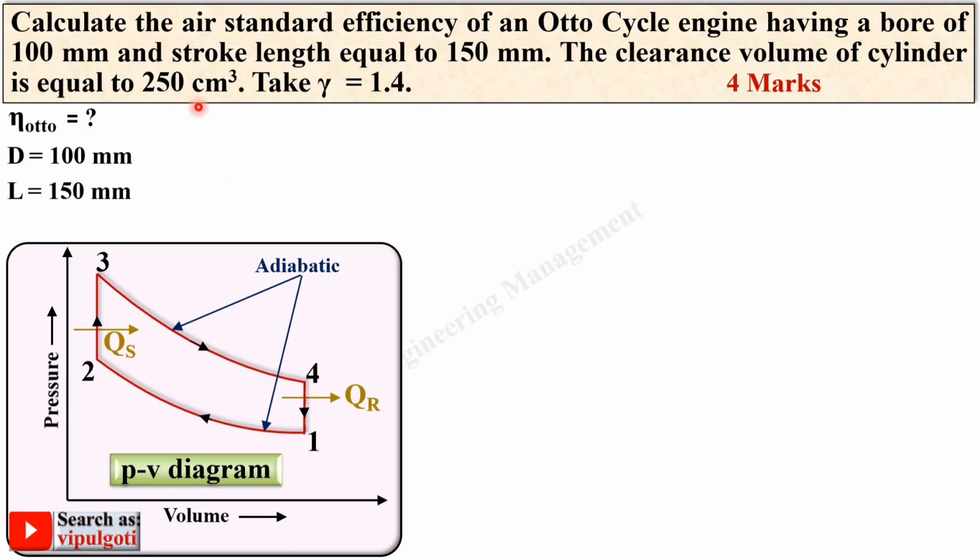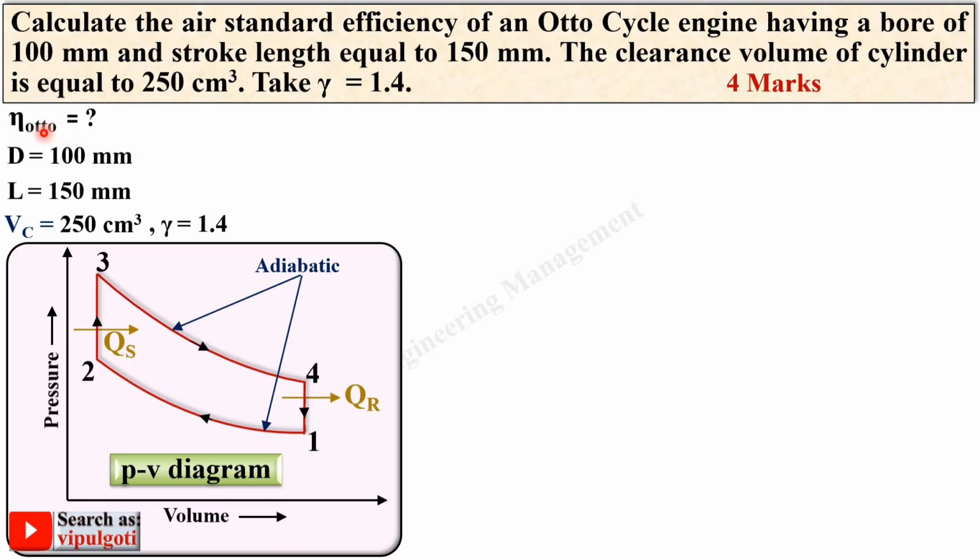The clearance volume of the cylinder is equal to 250 centimeter cube. So clearance volume means from here to here, and it is generally denoted by VC. Take gamma is equal to 1.4. Here it is given to you, but if it is not given, then definitely you should assume gamma is equal to 1.4 if it is required, because here it is written air standard cycle. So for each and every air standard cycle, gamma is equal to 1.4.